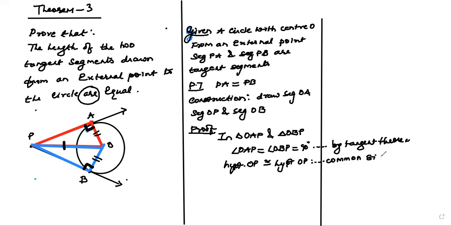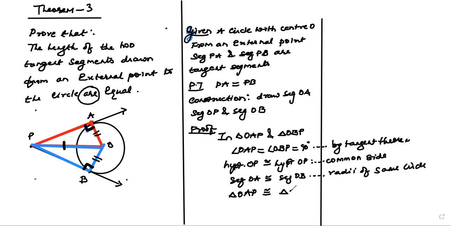That means common side, okay? Is one more side congruent? Yes. Segment OA is congruent to segment OB, children. The reason is radii of the same circle. So naturally, children, what are you showing? The hypotenuse and a side of one right angle triangle are congruent to the hypotenuse and a side of the other right angle triangle. So I can say triangle OAP is congruent to triangle OBP by the hypotenuse side test.